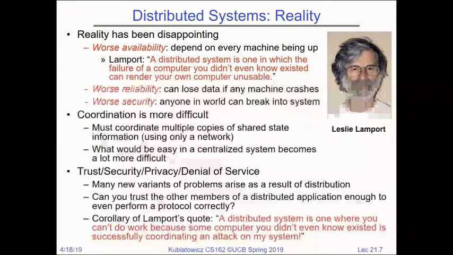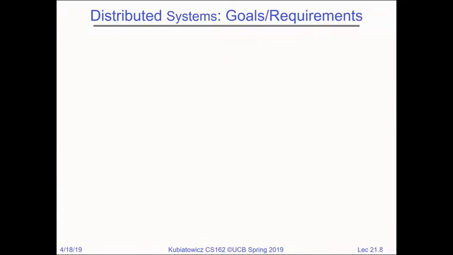The corollary of Lamport's quote is, a distributed system is one where you can't do work because some computer you didn't even know existed is successfully coordinating attack on my system. Okay, so it's not that something's down, it's that something's up. And as a result, the thing doesn't work. All right, now, that's Leslie Lamport, by the way. You should Google him, because he's got a whole bunch of really great quotes. He's a quote maven. Great quotes.